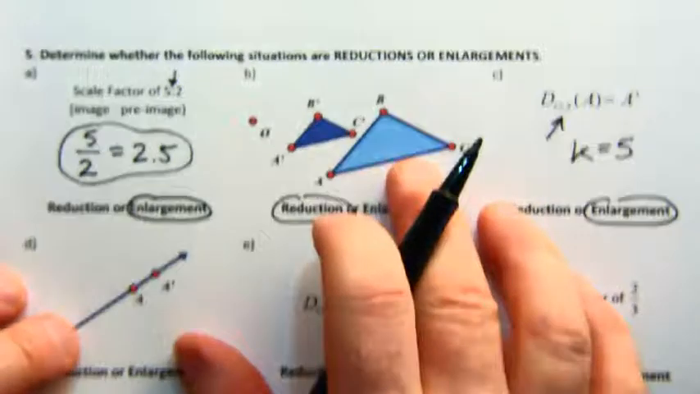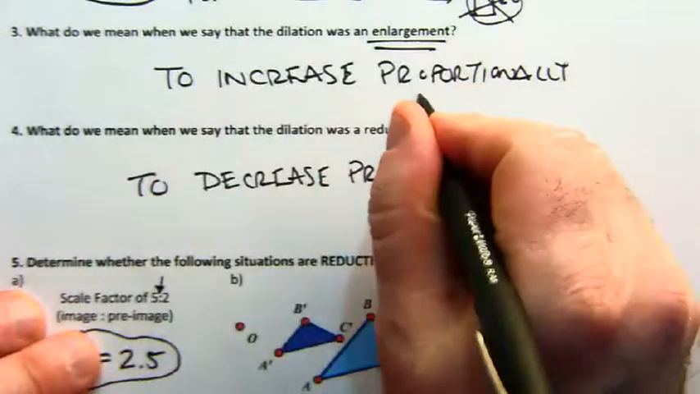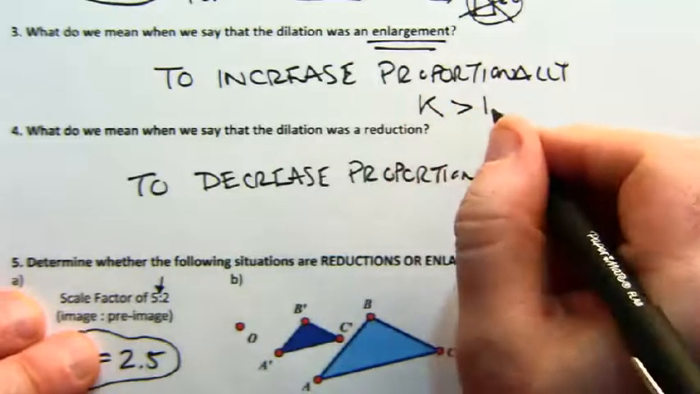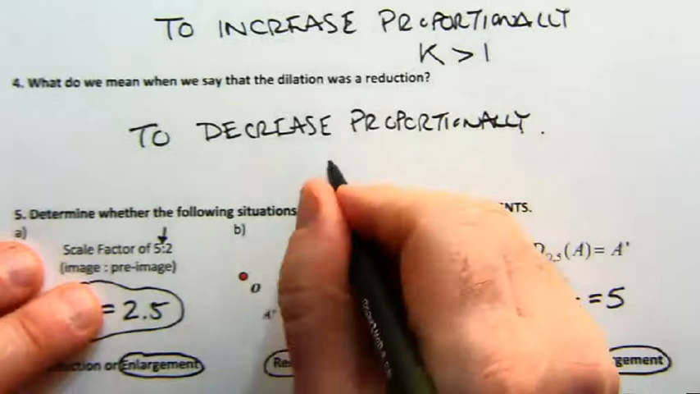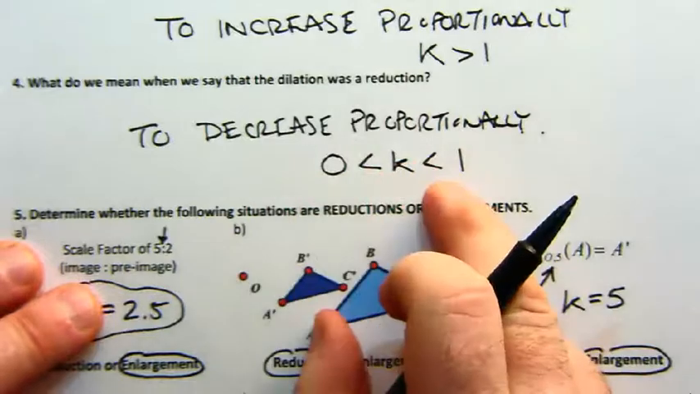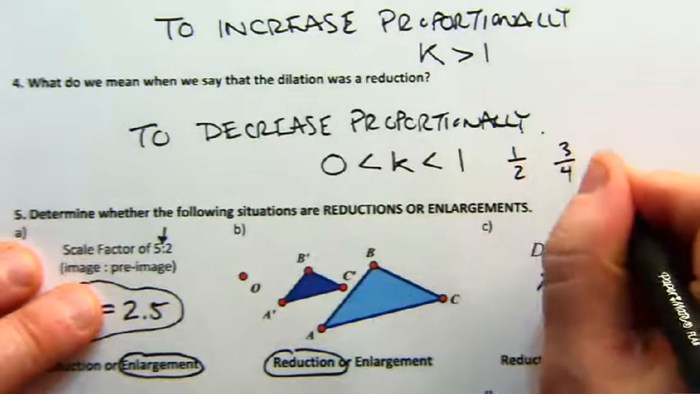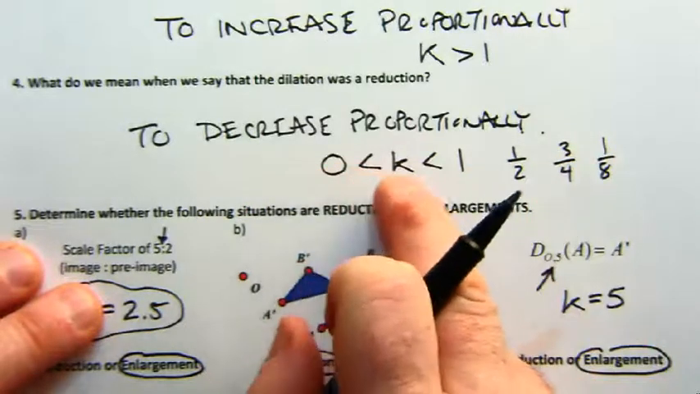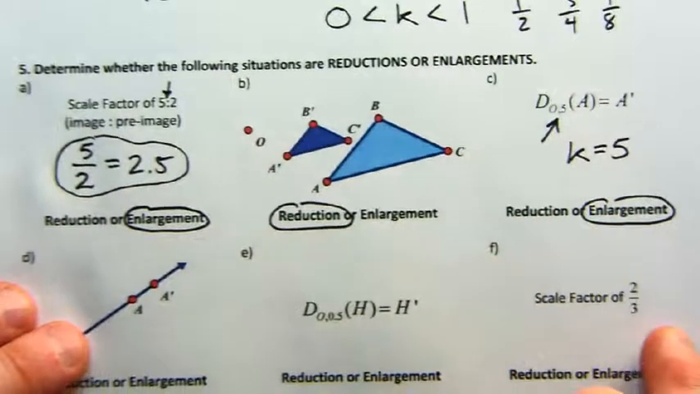Actually, let me go back for just a second about k values. When we enlarge something, that means our scale factor is greater than 1. K is greater than 1. So 2 times bigger, 5 times bigger, 8 times bigger, that kind of thing. When we decrease things, k, the scale factor, will be between 0 and 1, like 1/2 the size, or 3/4 the size, or 1/8 the size. So these values are in this range here, and so they would be decreases or reductions.